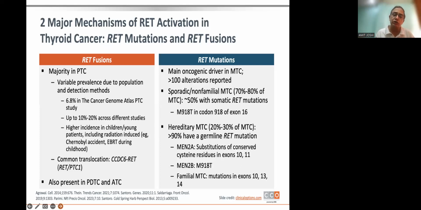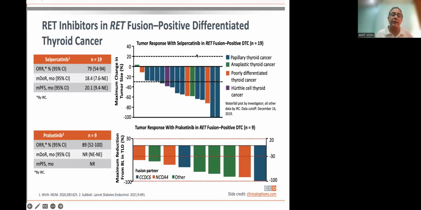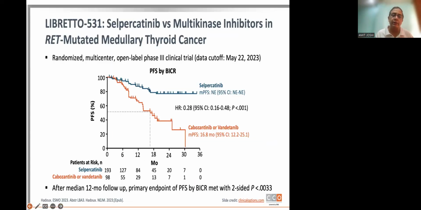Although it's not available right now in India, in a few patients who exported this drug from outside, it's a wonderful drug. It's a very potent inhibitor, and the disease control is much better compared with the other TKIs. So just a quick look at the study. If somebody is interested, LIBRETTO is the trial where selpercatinib is used in these patients.